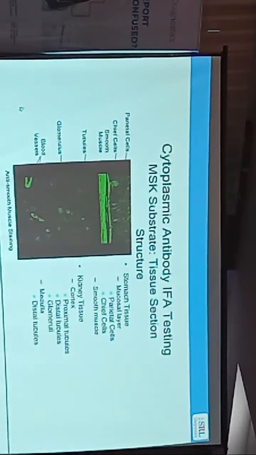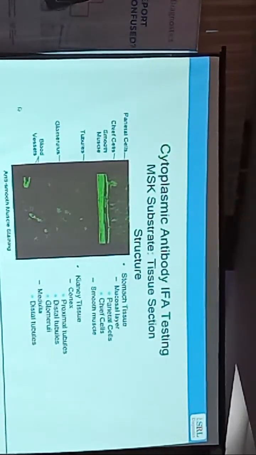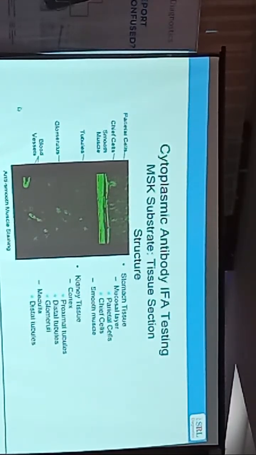This is a picture. Here the substrate is not Crithidia. Here the substrate is called MSK. MSK is the mouse stomach kidney. The upper part is the stomach, lower part is the kidney. So you see the middle part is the muscle. So muscle there is highlighted by green color. So as I said, green color is positive, muscle is positive, diagnosis is SMA, it is AIH.